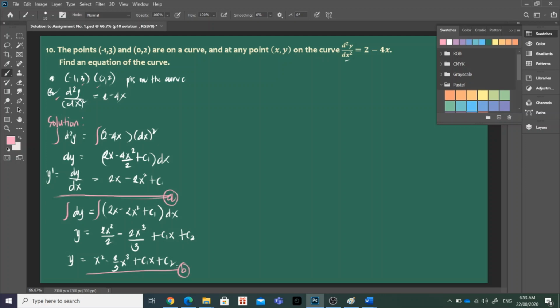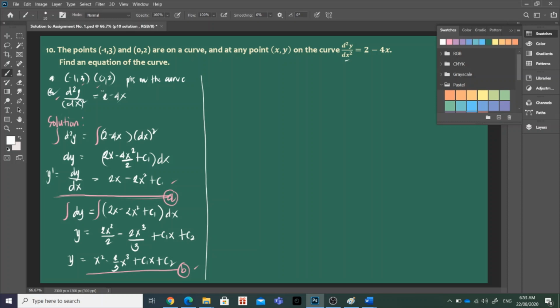Okay, ito yung sinasabi ko kanina na magproproduce tayo ng two equations, y prime in terms of c sub 1 and y in terms of c sub 1 and c sub 2, yung mga arbitrary constant natin. So, we have to find what is c sub 1 and c sub 2 gamit yung mga iba pang condition na given sa ating problem. Okay, so, ang given natin dito ay -1, 3, and 0, 2 are points on the curve.